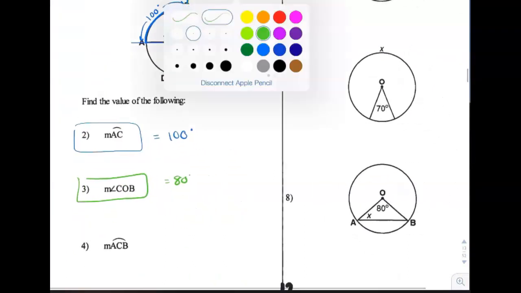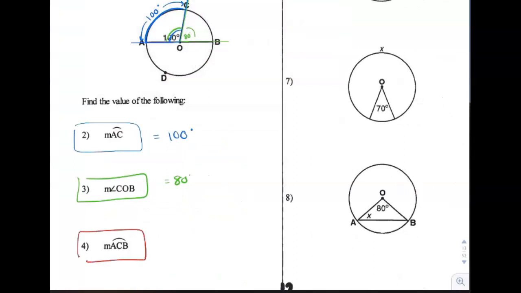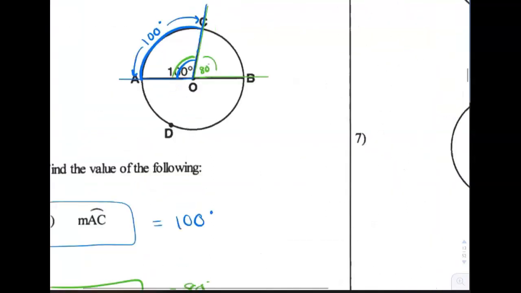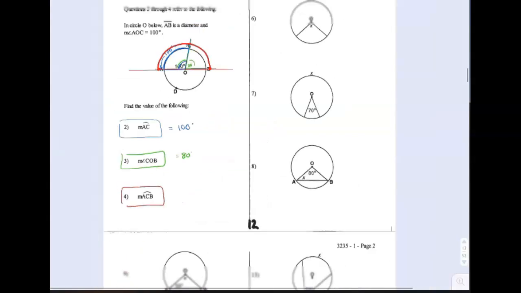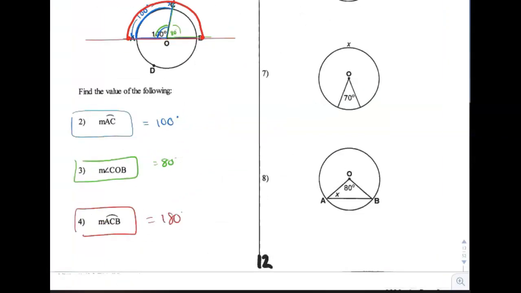And arc A to C to B. The reason they gave you 3 letters there is because it wants you to go from A to B, but it wants you to travel through C on your way there. So A to C to B would be, what's the arc from A all the way around to B if you traveled through C? Well, it's exactly half the circle, right? Because this is the diameter. So that's a semicircle, so it's 180.